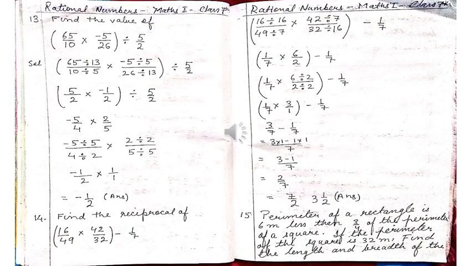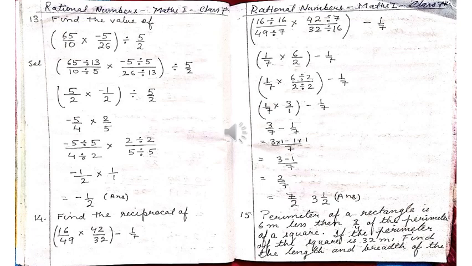Find the value of 65 upon 10 into minus 5 upon 26 within the braces, divided by 5 upon 2. Now try to simplify this. 65 divided by 13 here, and over there 26 divided by 13, and that will give you a 5 on this side and 2 over there. And similarly with 5, here 10 divided by 5 and minus 5 divided by 5 will give you 1 over there and 2 over there.